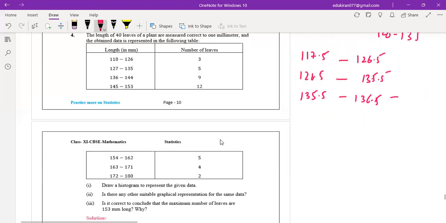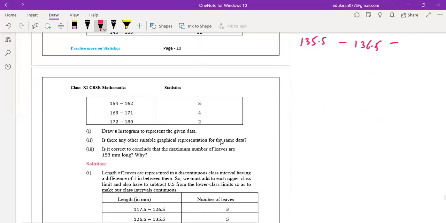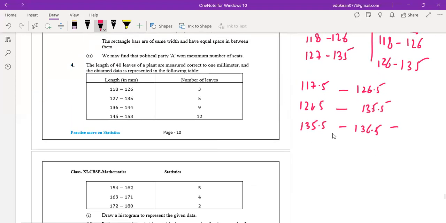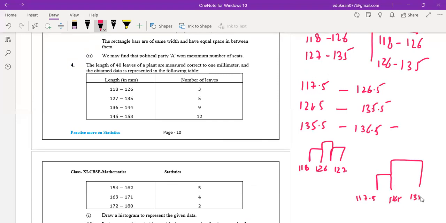Clear? This is in histogram? Yes. But in histogram, all the graphs are together now. But if you have a gap, for example, you wrote 118 and here 126, you have to write 127 here. Right? But in histogram, everything is close enough. So that's why you made it inclusive like this. So now you will make 117.5 to 126.5, then 126.5 to 135.5 like this, right?